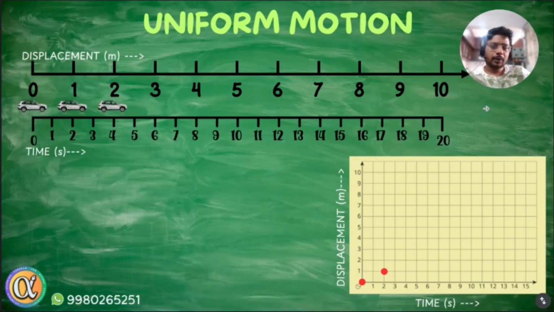Clear? When it reaches 2 meters, time is 4 seconds, or at 4 seconds it has traveled 2 meters. That on the graph can be plotted like this. At time 6 seconds, it has reached 3 meters. At 8 seconds it reaches 4 meters. At 10 seconds it reaches 5 meters. At 12 seconds it reaches 6 meters. At 14 seconds it reaches 7 meters, and at 16 seconds it reaches 8 meters.